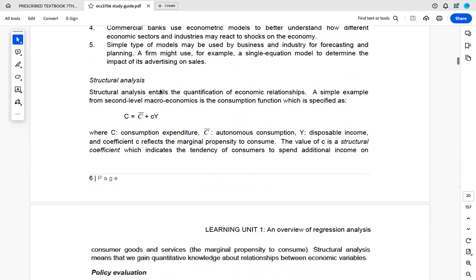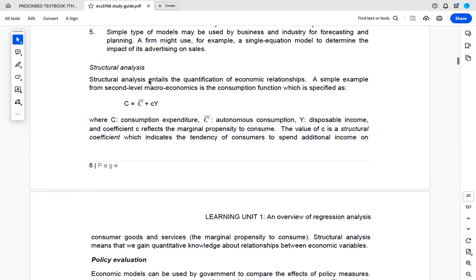And lastly, we use econometric models to help us come up with structural analysis. Now, structural analysis is a bit tricky to understand, but I'll try to explain it as best as I can. I'll try to use a simple example, not as complicated as the one that we have here. Let me start with a simple example so that you'll be able to understand this.